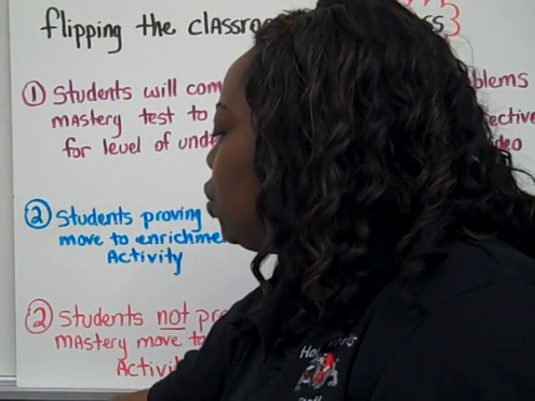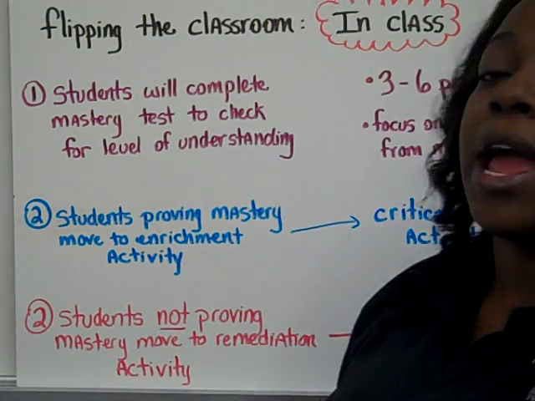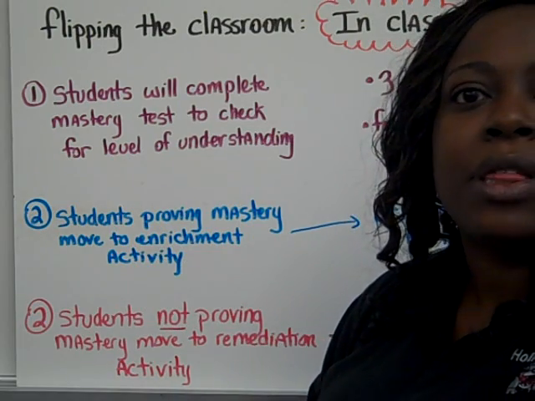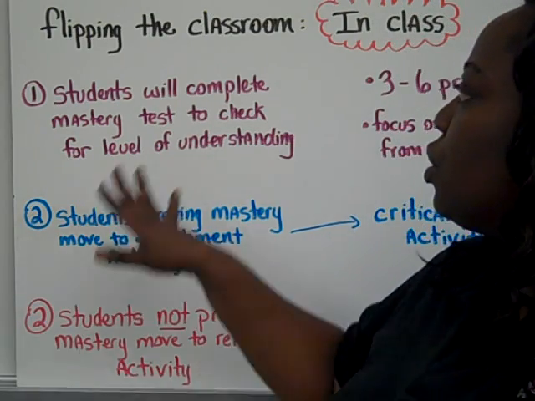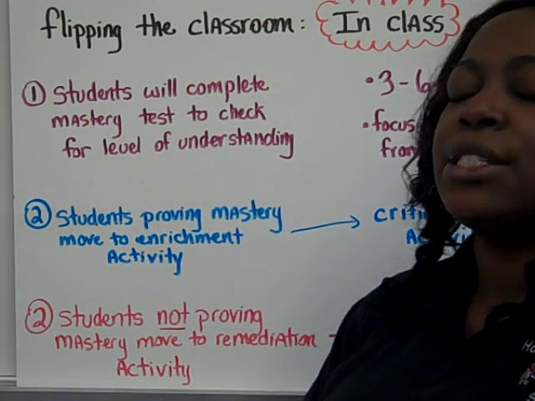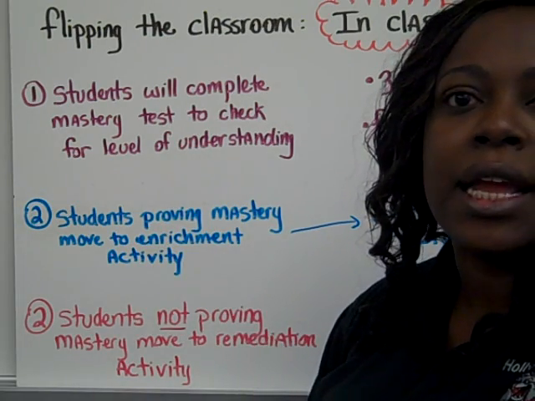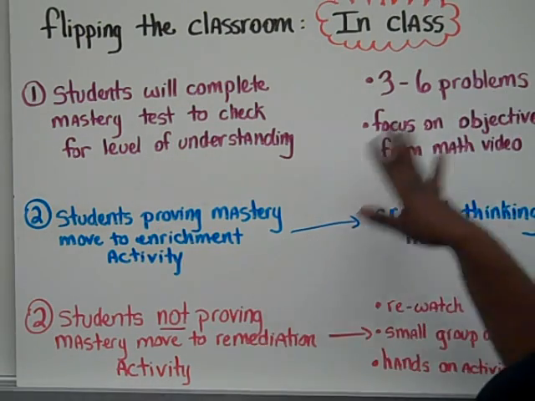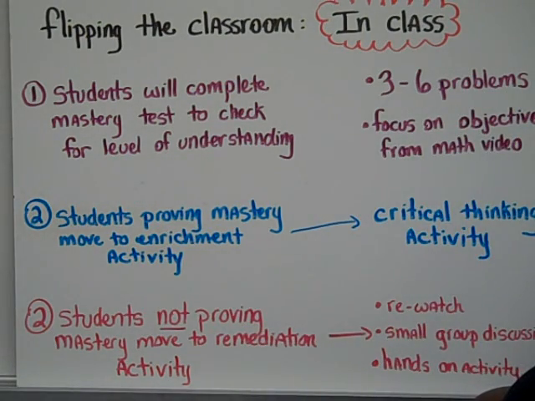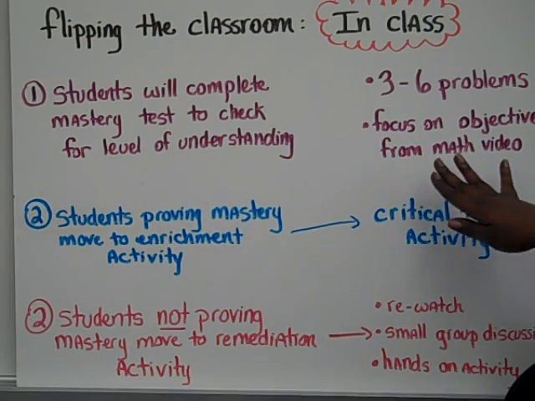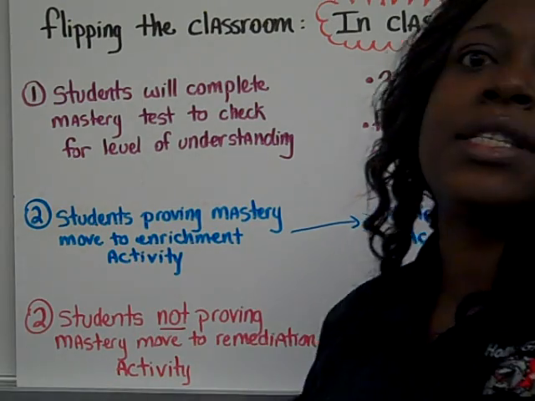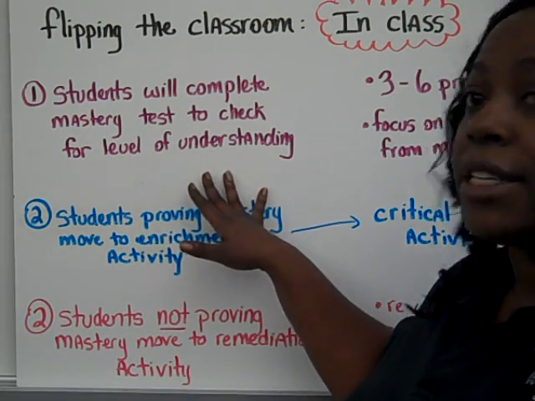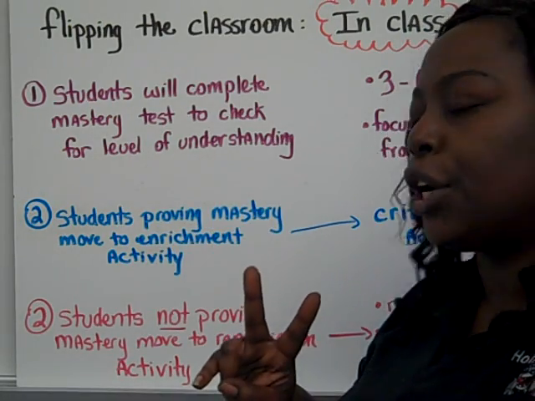So, once the students have watched the math video at home, they will then come to the classroom, and that's where the second component of flipping the classroom occurs. The students will complete a mastery test to prove their level of understanding of the objectives that were covered in the math video. Now, these mastery tests are anywhere from 3 to 6 problems, and again, they will focus on the objectives from the previous night's video. After completing the mastery test, there's two options that could occur.